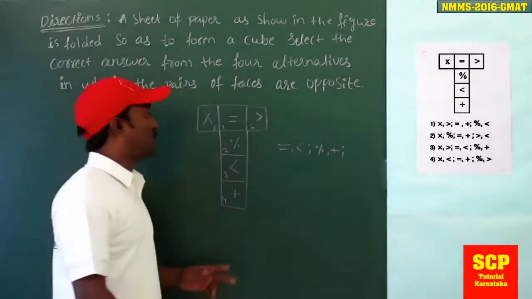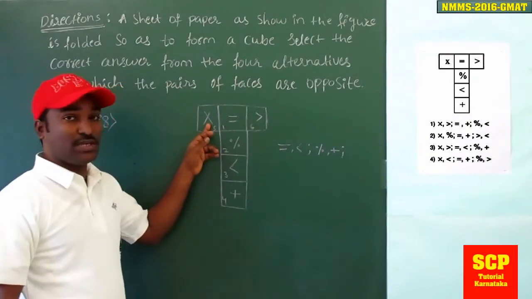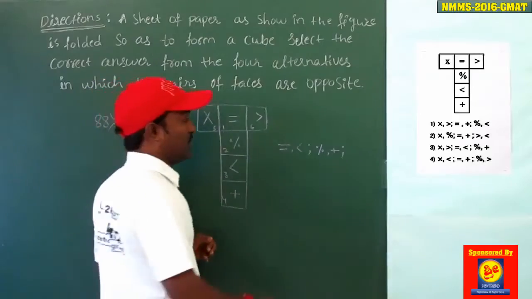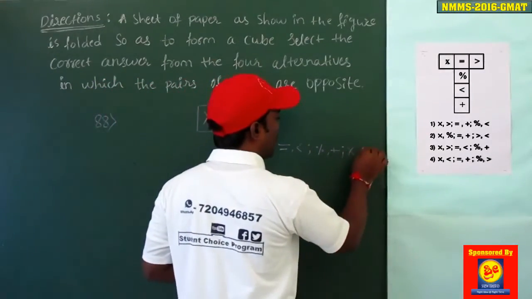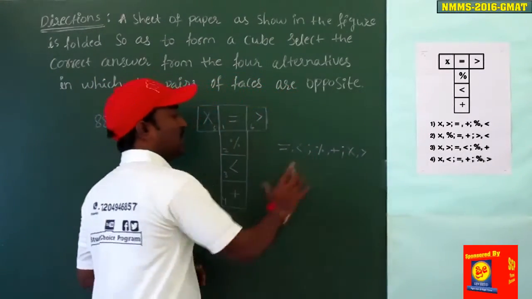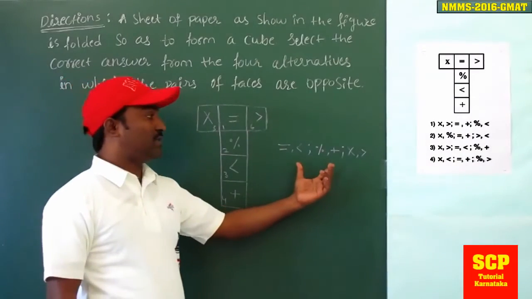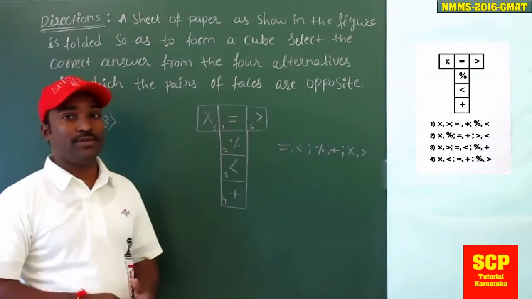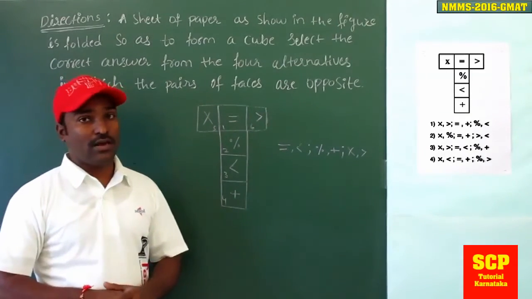Next, we are left with two signs, that is the multiplication sign and the greater than sign. They are opposite to each other. I will write here: multiplication sign and greater than sign. These are the faces which are opposite to each other. Just compare this with the given alternatives. Whichever it matches, that will be the right option.